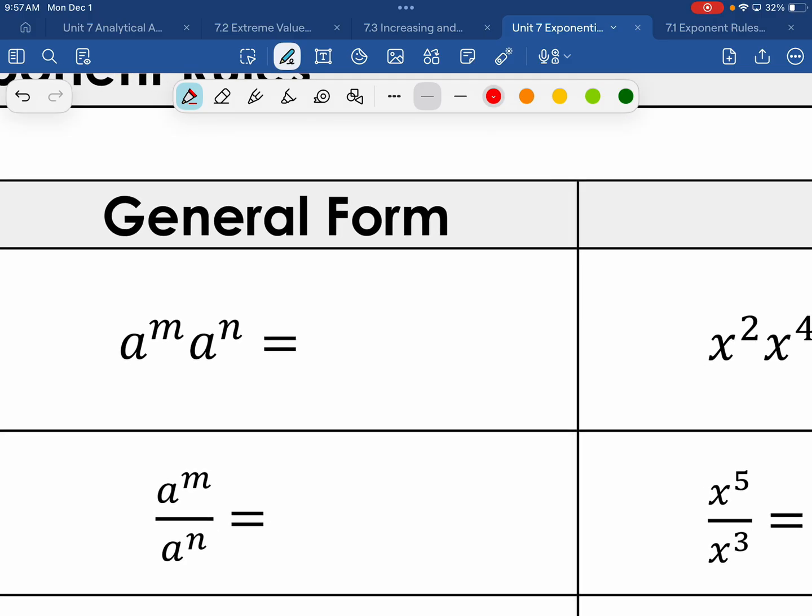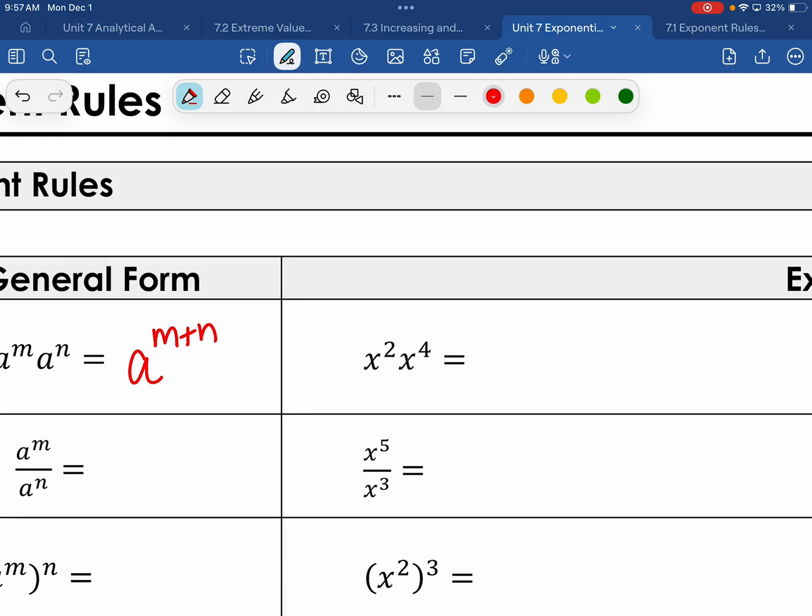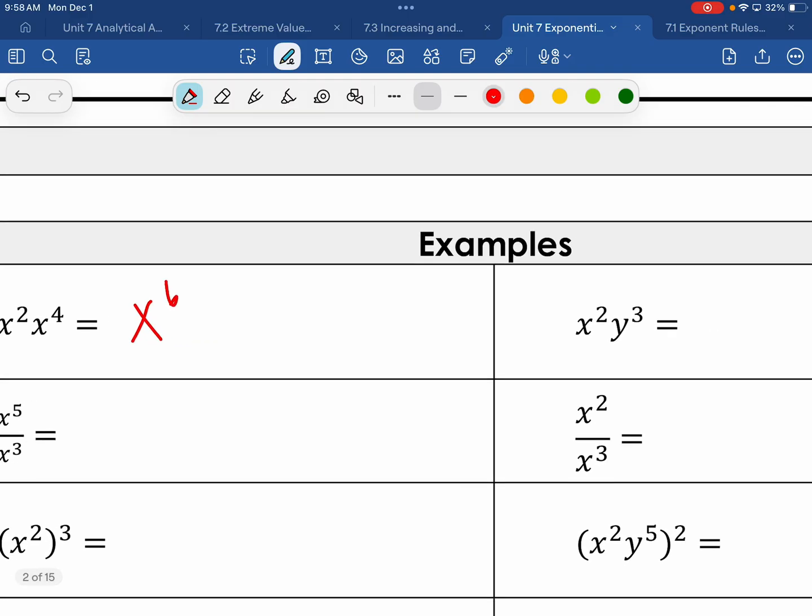So if you are multiplying, what do you do to your exponents? Add them. So x squared times x^4 is going to be? x^6. And what about x squared times y^3? x squared y^3. Yes, you cannot actually add those exponents. The bases do have to be the same when you are adding your exponents. Now, do you do anything to the base? No, the x stays x.